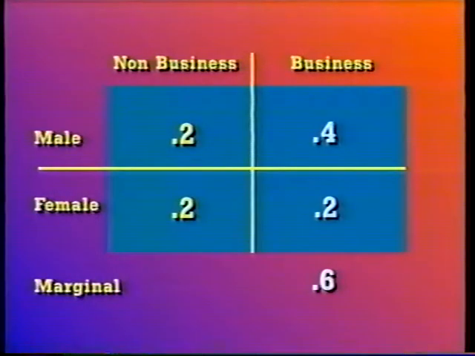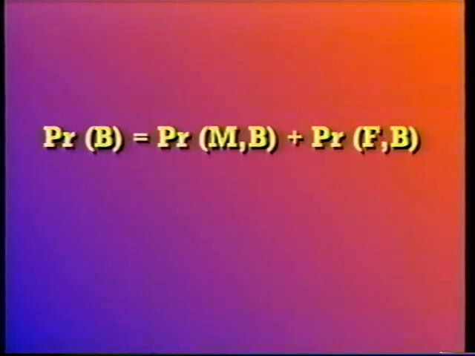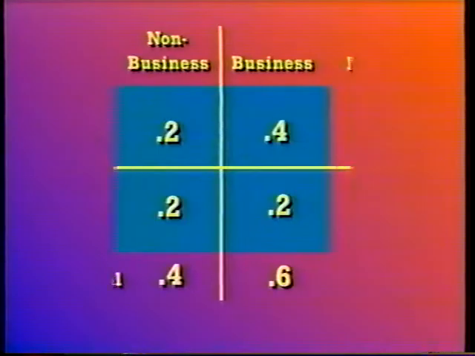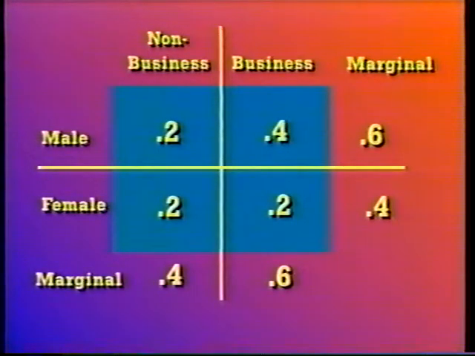Assume that we want to know the probability of all students majoring in business regardless of their gender. This is known as the marginal probability of B. To find this, simply add the probabilities for both sexes in the business column, which is 0.40 plus 0.20, which equals 0.60. Mathematically, the marginal probability of B equals the joint probability of M and B plus the joint probability of F and B. If we add rows and columns, the margin totals are indeed the marginal probabilities.